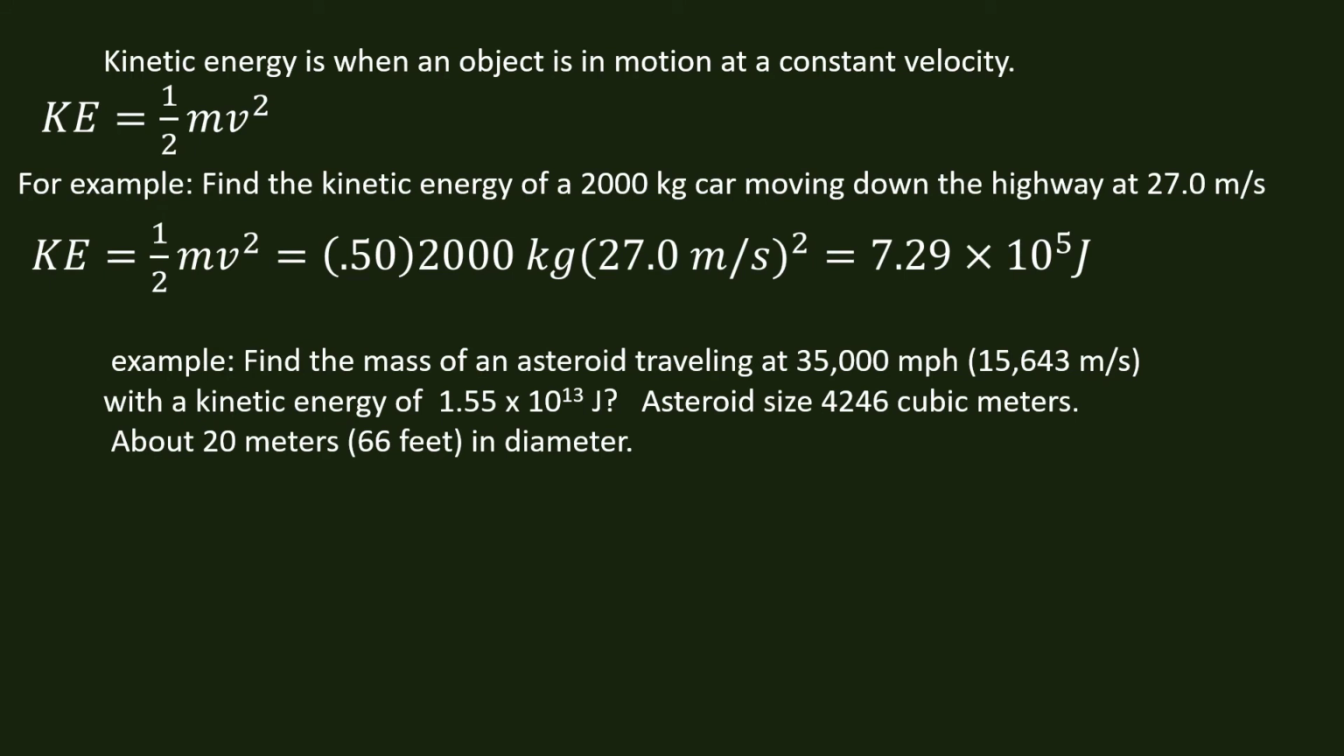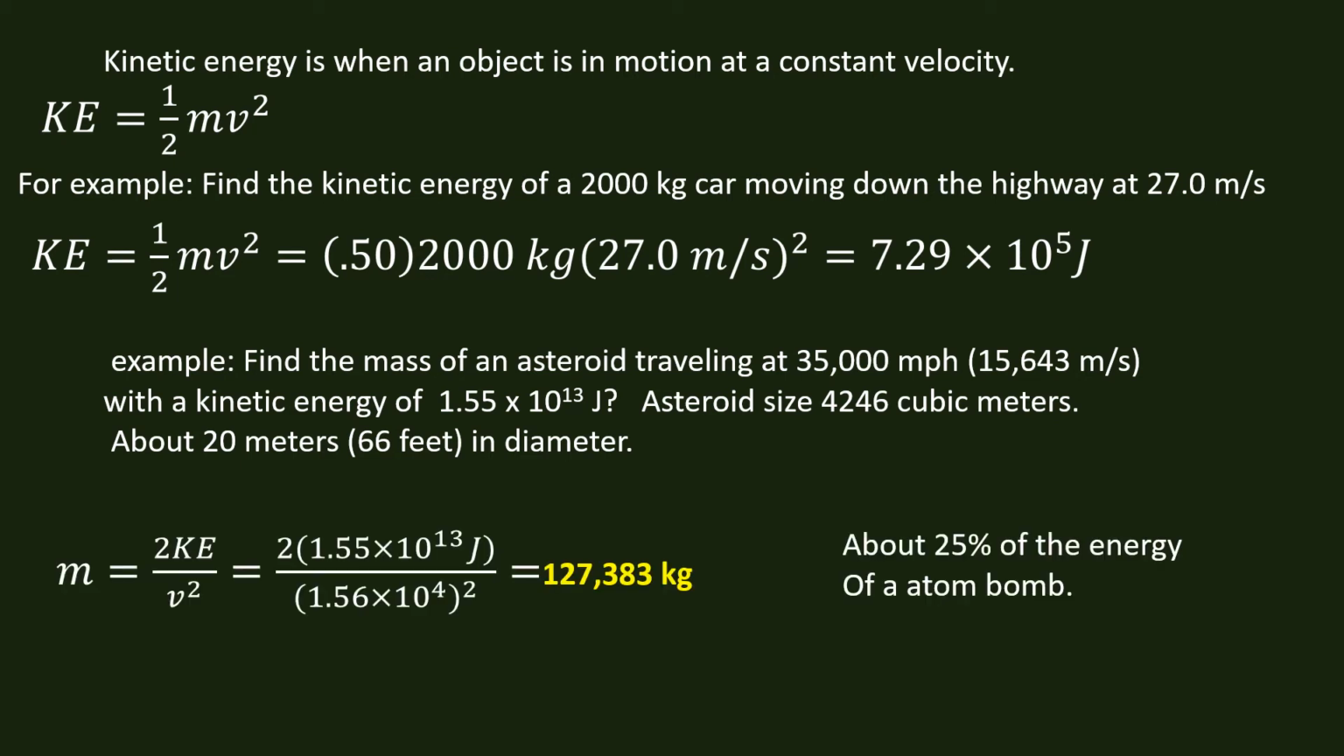Another example is where we can use the equation and shuffle it around by using algebra and solve, in this case, for m. Find the mass of an asteroid traveling at 35,000 miles per hour, which converts to 15,643 meters per second, with a kinetic energy of 1.55 times 10 to the 13th joules. The asteroid size is 4,246 cubic meters, about 20 meters or 66 feet in diameter. This is a good sized asteroid, so we're trying to find the mass.